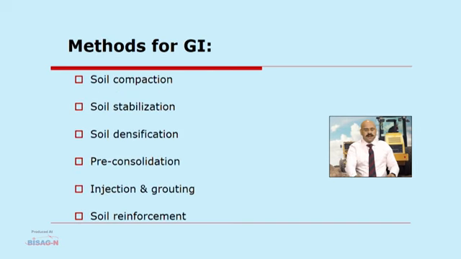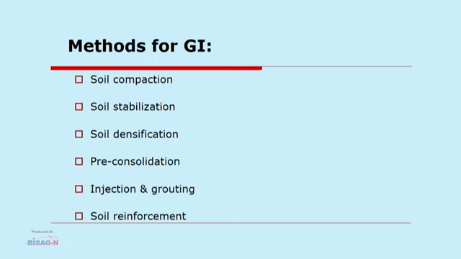For better understanding and assimilation, I have divided my lecture into 6 sub-lectures. There are various methods of ground improvement. First is soil compaction. Second is soil stabilization. Third is soil densification. Fourth, pre-consolidation. Fifth, injection and grouting. And sixth, and the last, soil reinforcement.